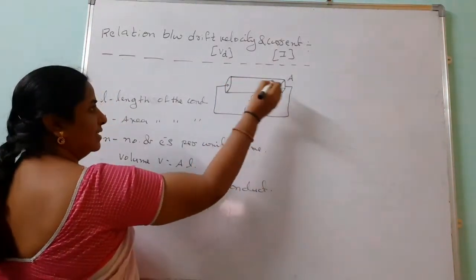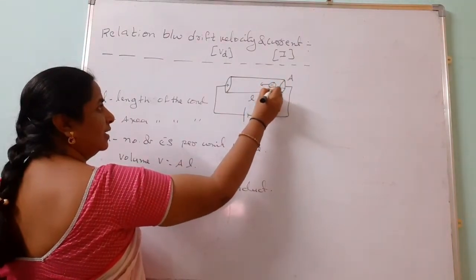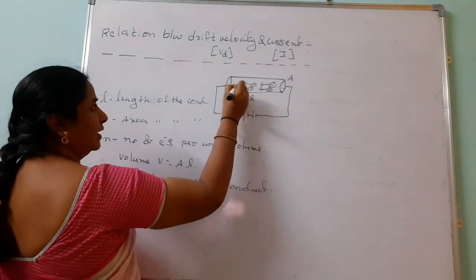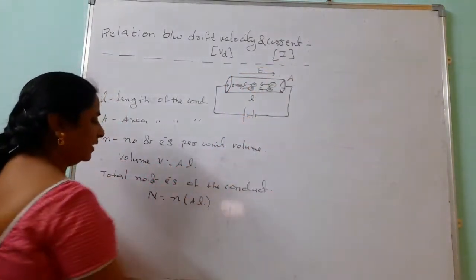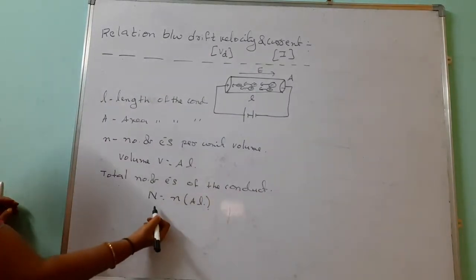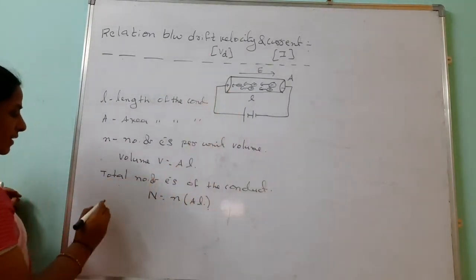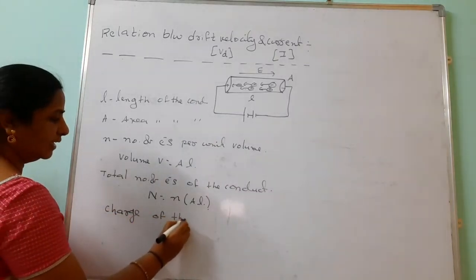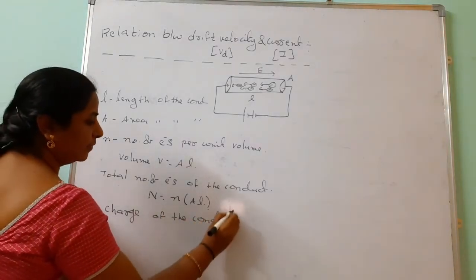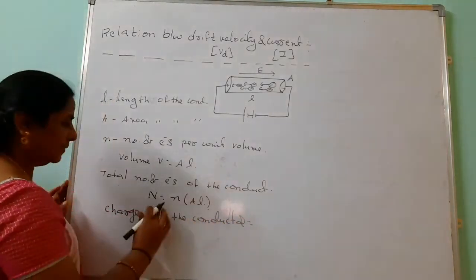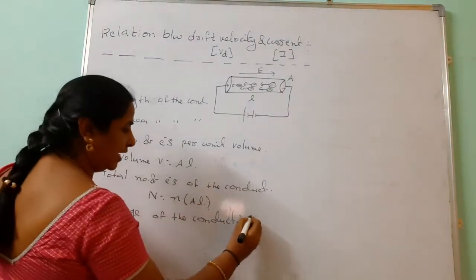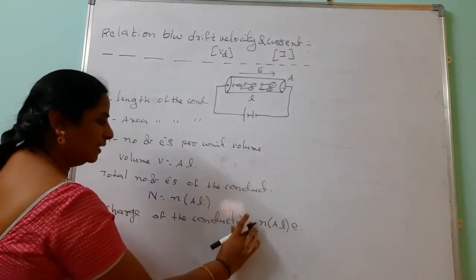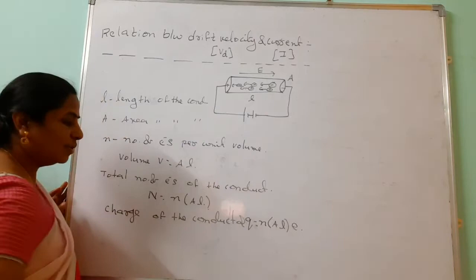This end is negative and this is positive because of the applied potential. All the electrons are moving from negative to positive, and at the same time, this is the direction of the intensity of the electric field. So we know the number of electrons in the conductor. Then the total charge of the conductor is the number of electrons into the charge of the electron, n into A, L into e. This is the charge of the conductor, which we represent with Q.